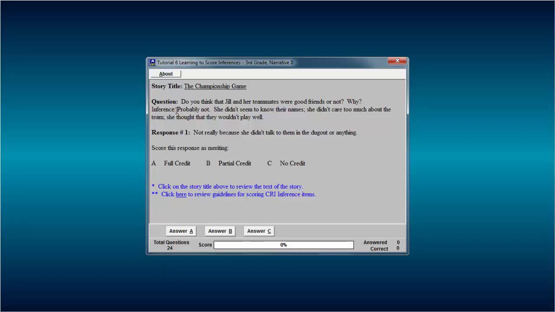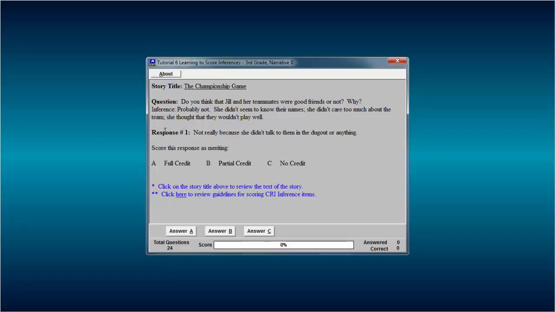Here's the question that we will answer each time in this PowerPoint. Do you think that Jill and her teammates were good friends or not? Why? This is an inference, and here is the response that's provided in the manual. Probably not. She didn't seem to know their names. She didn't care too much about the team. She thought they wouldn't play well.